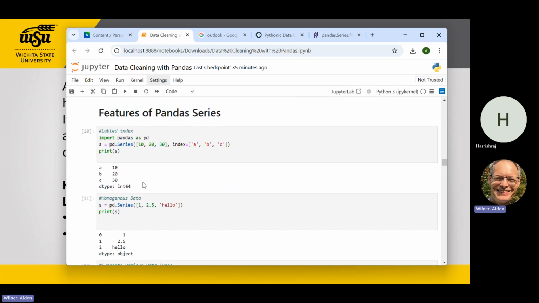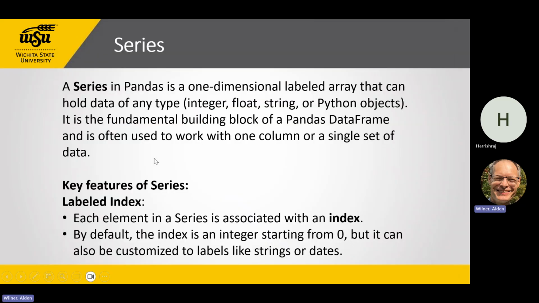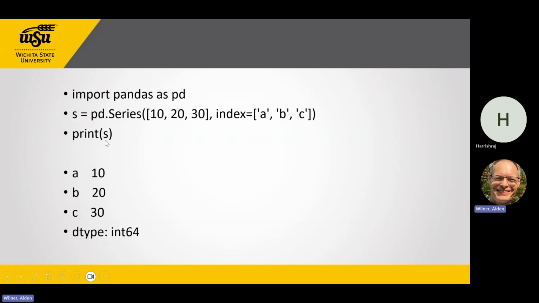Okay, now we're on to series. So a series is a one-dimensional labeled array. It can hold data of any type. Generally, the intent of a series is to treat it as a column and do the transformations to turn it into a single type, but that's not necessary. There are ways to use it just as a holder for stuff.